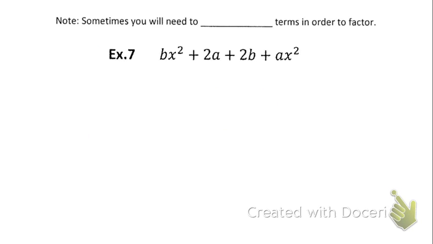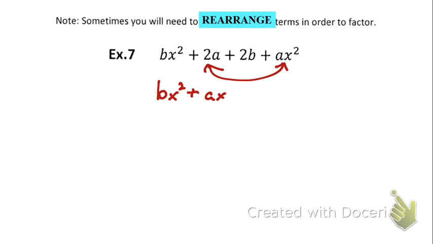All right, sometimes, ladies and gentlemen, you will need to rearrange terms in order to factor. So right now, if I were to factor it, the first two have nothing in common. Okay? The second two have nothing in common, so we're going to rearrange this. Now, this is up to you. You'll get the same answer either way. But I'm going to go ahead and maybe switch these two around. So I'm going to rewrite it, bx squared plus ax squared, and then plus 2b plus 2a. That just makes it look a little nicer.